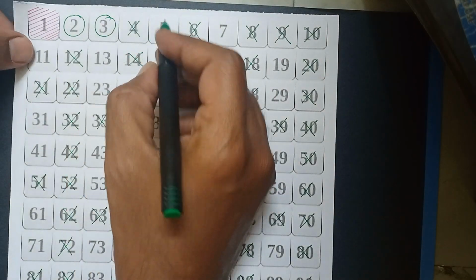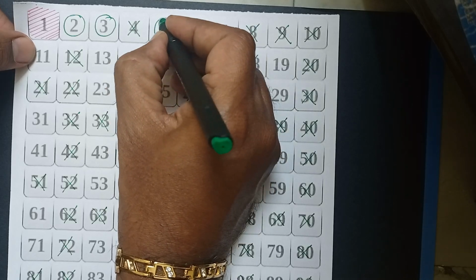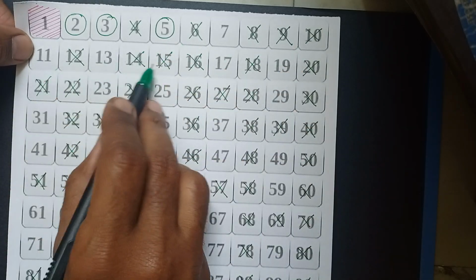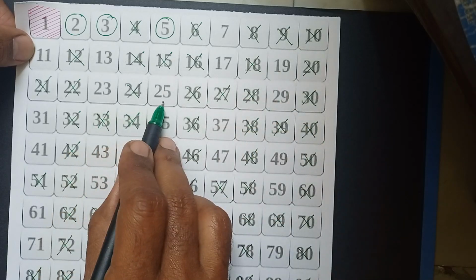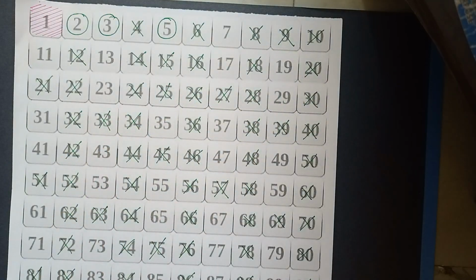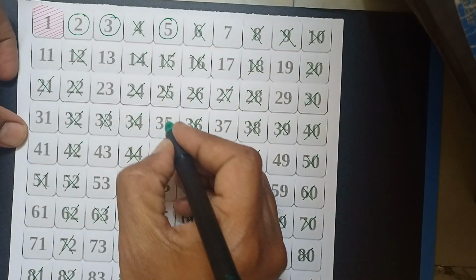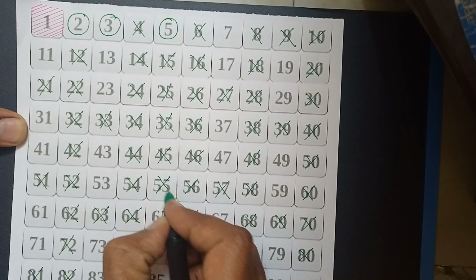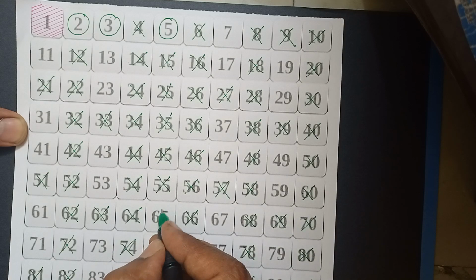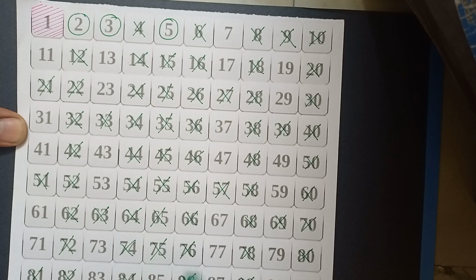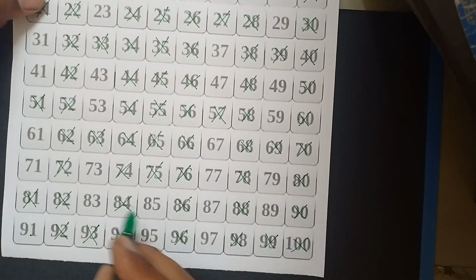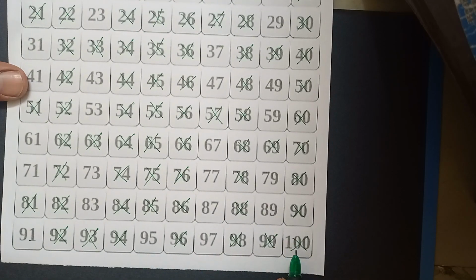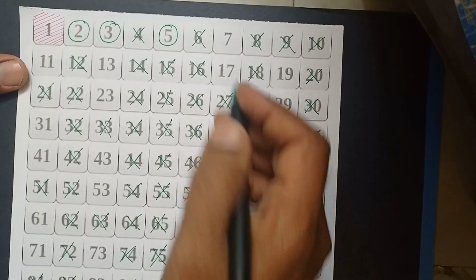Then we go for the 5 table. What are the multiples of 5? 10 we already cancelled, 15 done, 20, 25 cancel, 30 already cancelled, 35 cancel, 40, 45, 50, 55 you cancel, 60 already cancelled, 65, 70, 75, 80, 85, 90, 95, and 100 already cancelled.